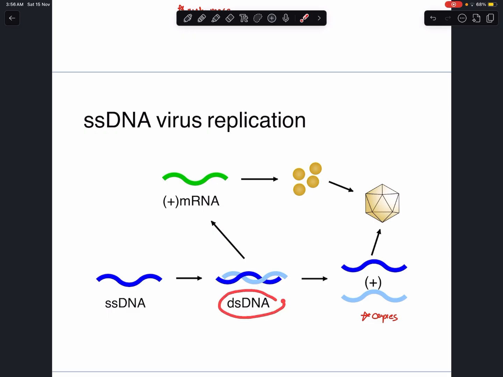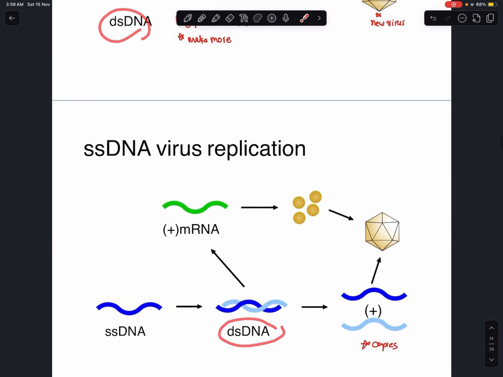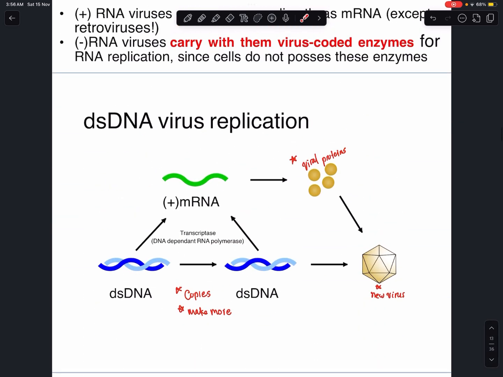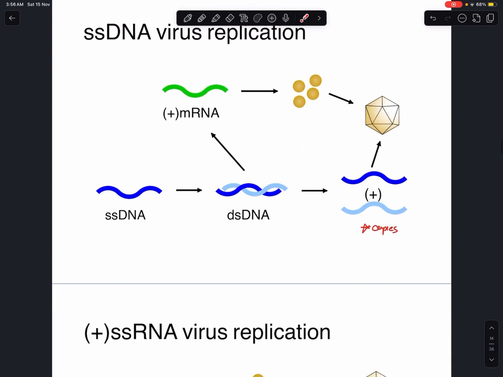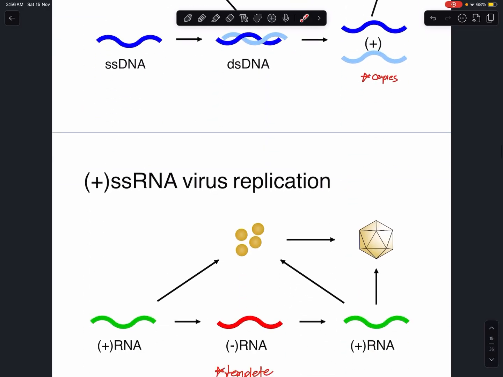The double-stranded DNA, as we said here, is going to be turned into an mRNA to make the viral proteins by using DNA-dependent RNA polymerase, the transcriptase. This is how we make the single-stranded into a double-stranded to make the replication.